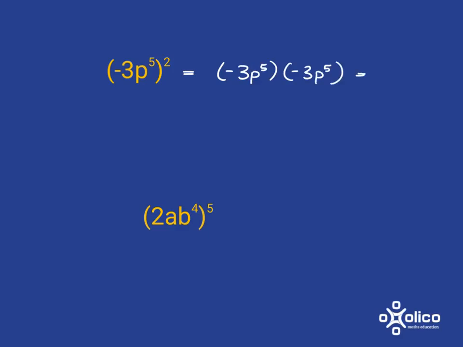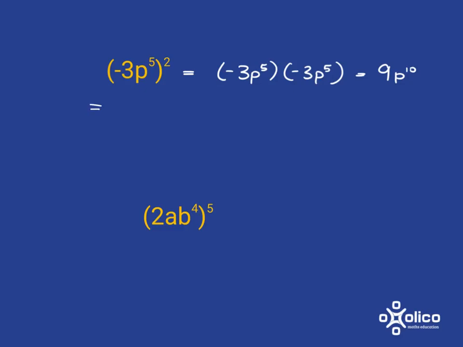And so now we've got a whole lot of things multiplied together, so we can go ahead and do that. Negative 3 times negative 3 is 9, and p to the 5 times p to the 5 is going to be p to the 10. But we also want to be able to do it without having to go through writing it all out, simply using the kind of rule we have been.